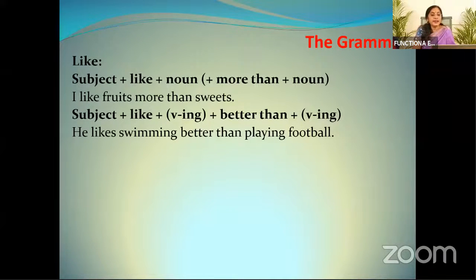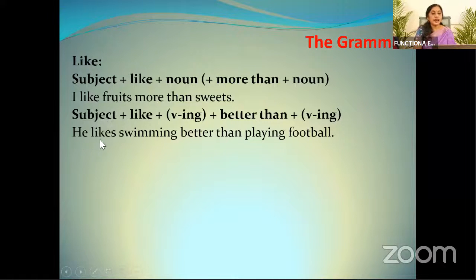I like fruits more than sweets. If you take a look at the sentence, I is the subject. Like, there is a noun. Fruits is a noun. More than sweets. Sweets is also a noun. So this is I like, dash, noun, any noun. I like fruits. I like vegetables. I like non-vegetarian dishes more than vegetarian dishes. Or I like vegetarian food. I like curd more than buttermilk. Anything. These two are nouns. I like dash more than dash. This is one way of saying it.